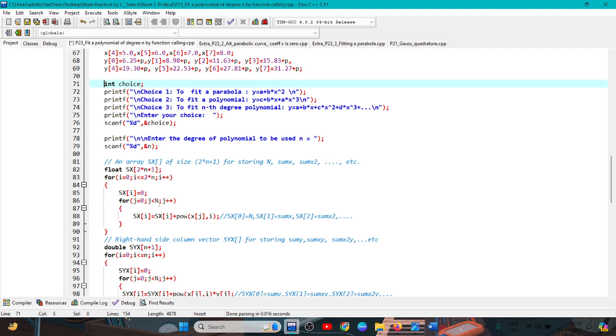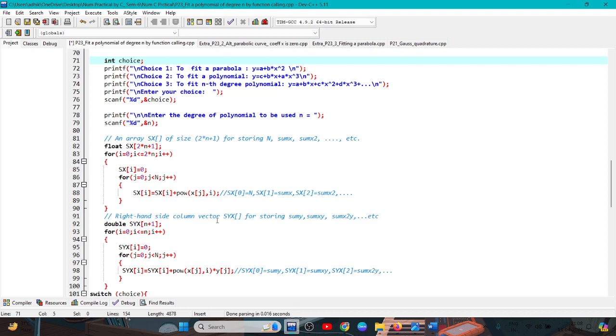Capital N is the number of data here. And this is Sx i: new value equal to old value Sx i plus power x to the power i. So when i equal to 0, this is the Sx0, which is equal to n. When i equal to 1, this is the Sx1, that is the summation x. Sx2 is the sum x square.